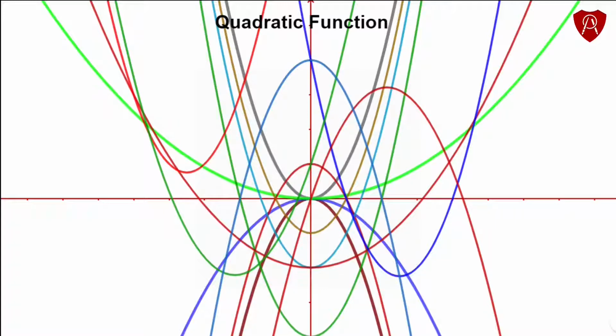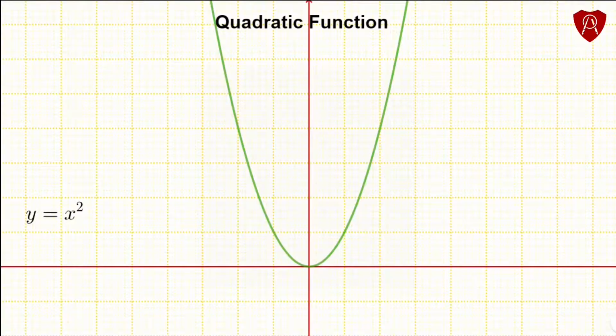We shall also practice how to sketch a quadratic curve. Welcome. Let's start with a graph of y is equal to x squared. This parabola or U-shaped curve is the most basic form of a quadratic function. The term with x squared is the most basic feature in a quadratic function.